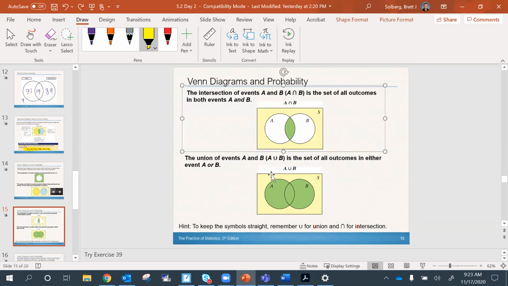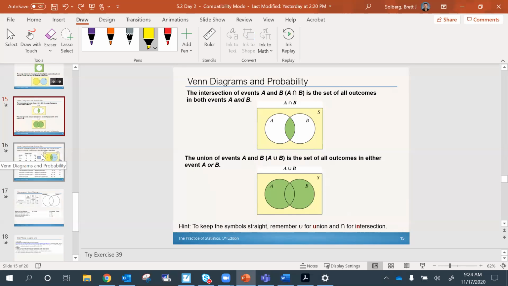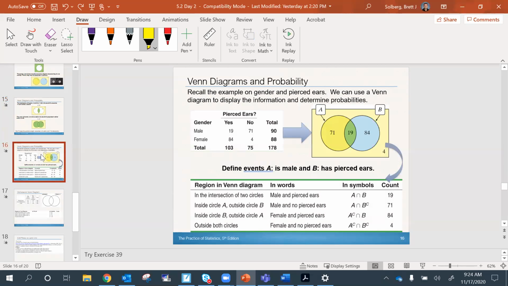And then when we're doing A or B, we do this ∪, and the ∪ is for union. That means ∪ for union means it's in A or B, and if it's in both, then that's one of them, right? So to keep this straight, just remember the ∪ is for union. It means they've been joined together, and it could be one or the other or both, okay? And then the ∩ is for intersection, which means it has to be in the middle. Okay? All right, let's look at an example here, okay?